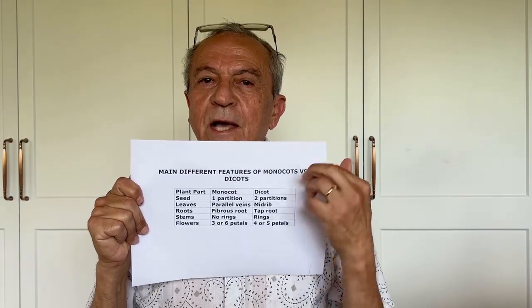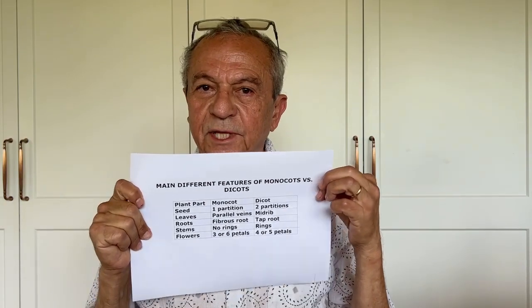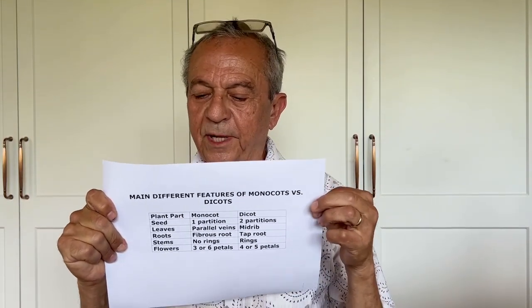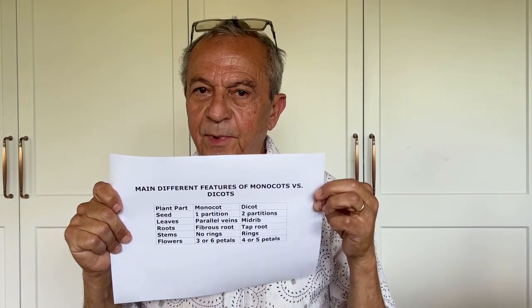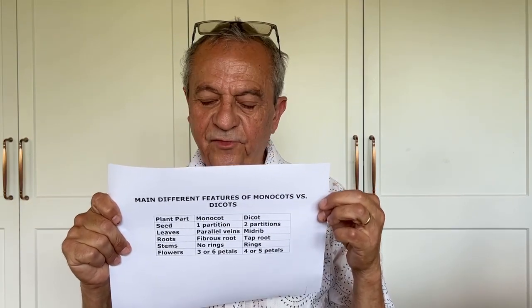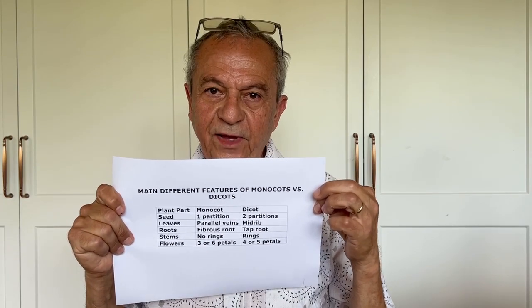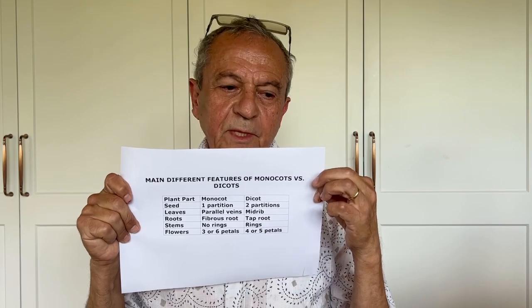Okay? Now we will go back to these things later on, but that's the basic feature between monocots and dicots. 1 compartment, 2 compartments. Okay? The other thing is about the shape of the leaf. And this can be a little bit confusing here, because monocot leaves have parallel veins and dicot leaves have a midrib.